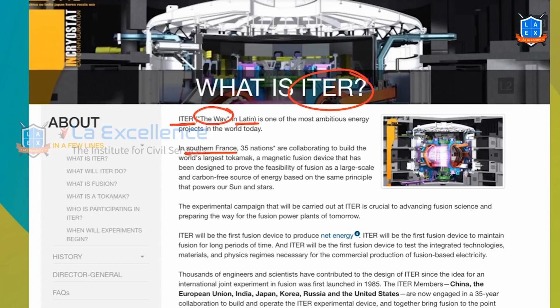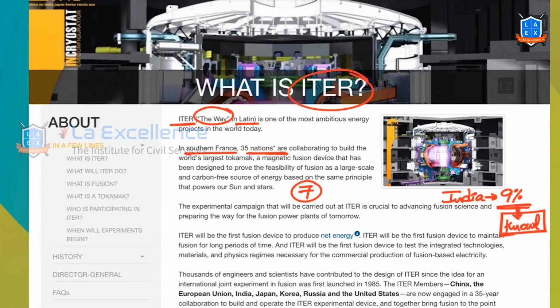In southern France, we have this nuclear facility. 35 nations are collaborating. Out of that, 7 major countries are funding. India is funding 9% of the total expenditure for this ITER project. Mostly this is through knowledge partnership. We are sending our scientists over there to work and we are giving them certain materials. That's how India is contributing to it.